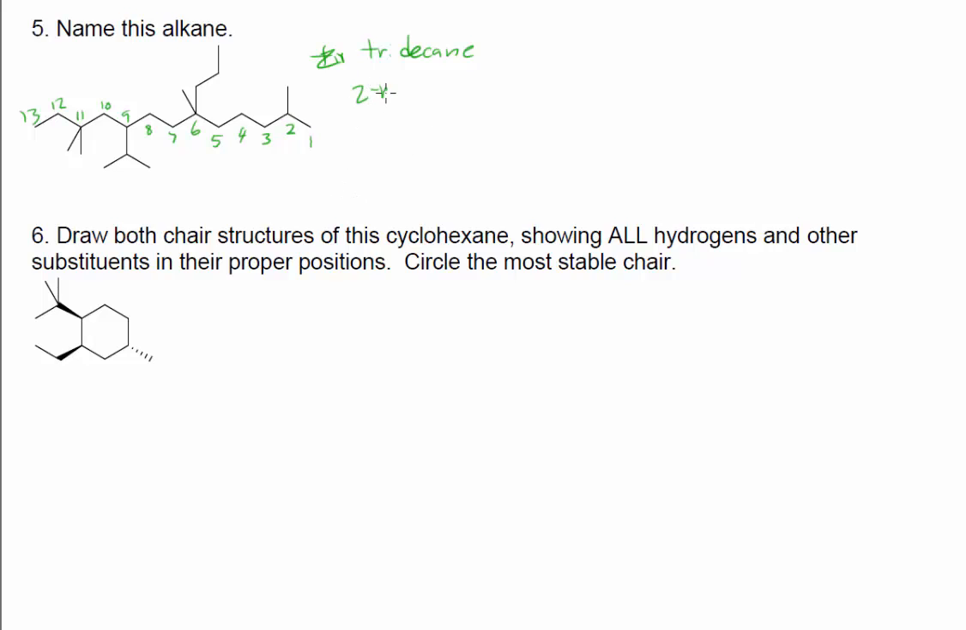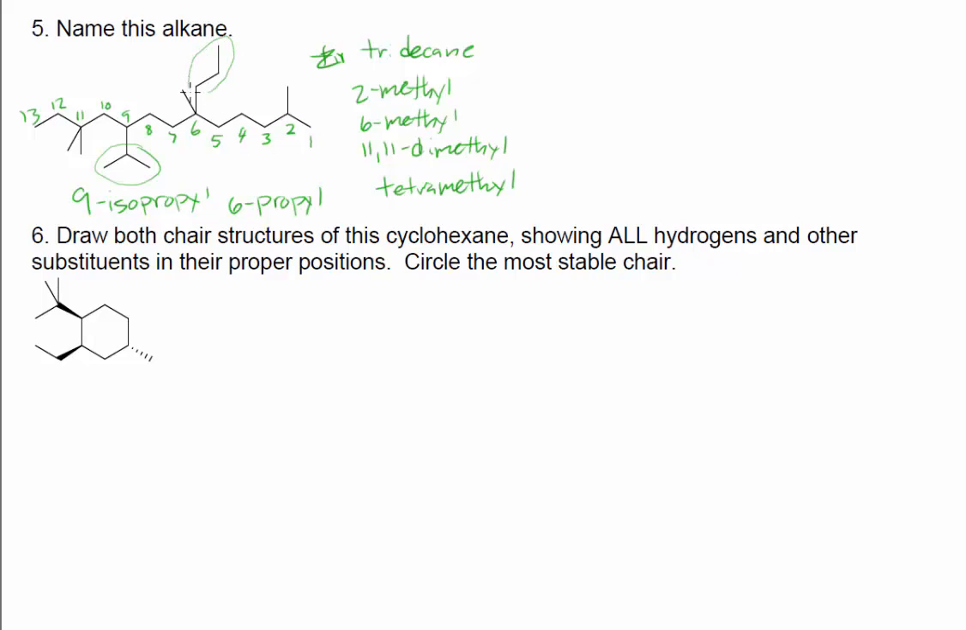We've got a 2-methyl, and we've got a 6-methyl, and we have an 11 and another 11 dimethyl. Put those all together, we should write tetramethyl. And we have a 9-isopropyl. This Y shape tells us it's iso. And we have a 6-propyl. It is not iso, it's just propyl because it has the straight chain.